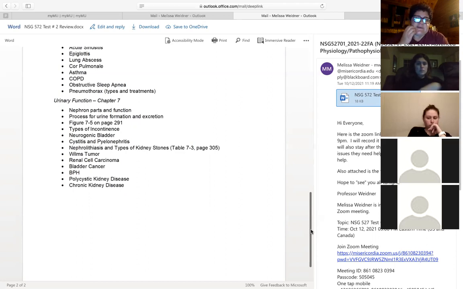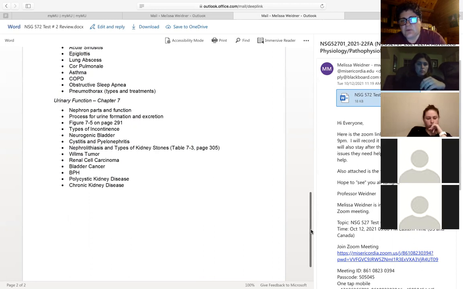The different types of incontinence. A neurogenic bladder. Neurogenic bladder comes usually from a spinal cord injury or significant spinal stenosis where you can't empty your own bladder. Know the difference between cystitis and pyelonephritis. Nephrolithiasis and the types of kidney stones, that table is 7-3, page 305.